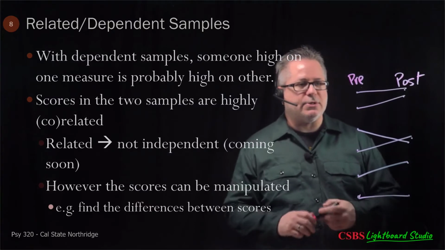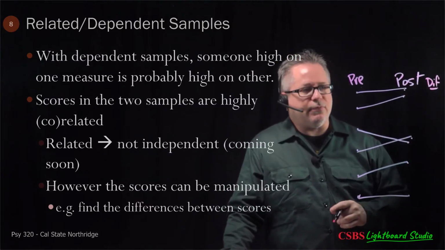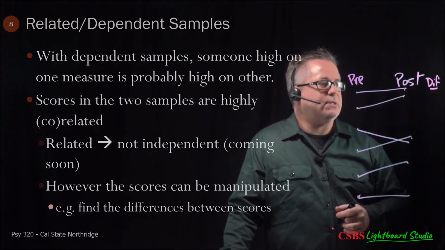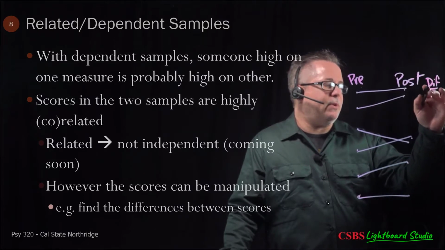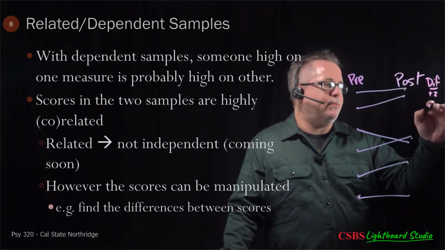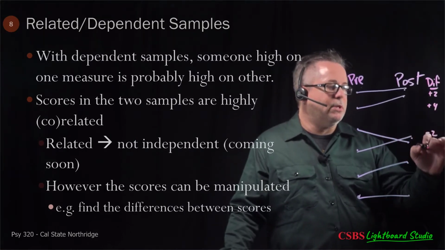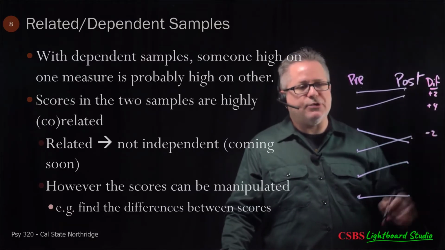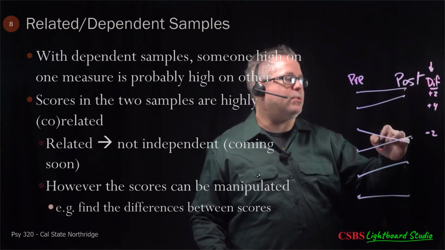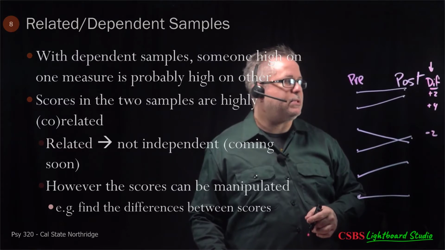What we can do, because they're related, is find a difference between them. I can calculate a difference score. I can take post minus pre, or pre minus post, or whatever makes sense. For every person, I can find, okay, this person went up 2 IQ units, this person went up 4, this person went down 2. So we can figure out the change in IQ, and then we're going to use this difference score as our data. That's what we're going to focus on for the dependent samples test.